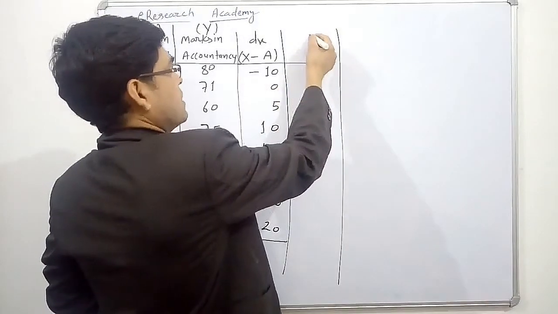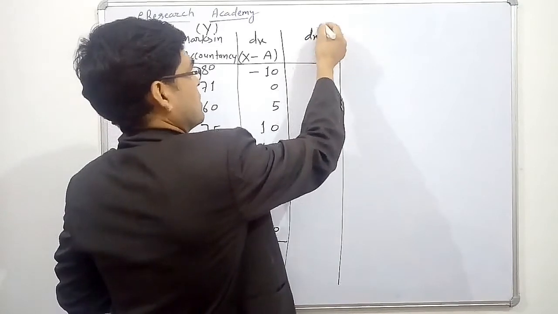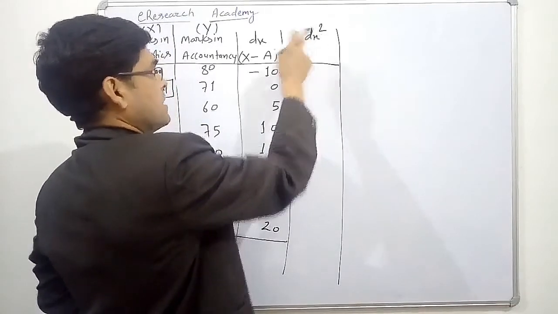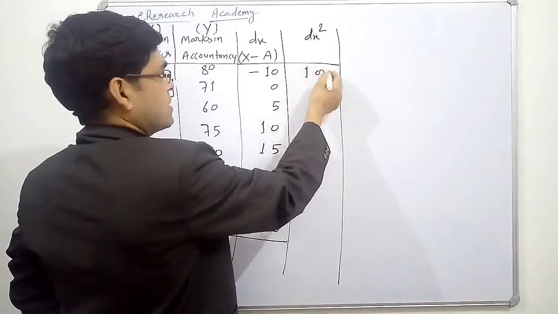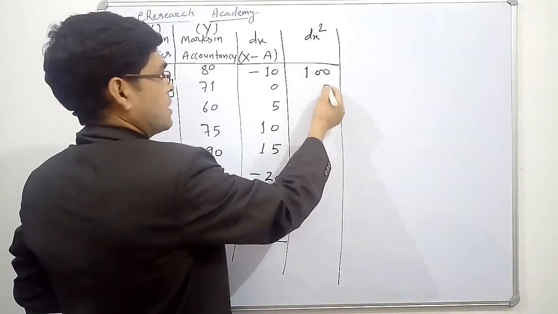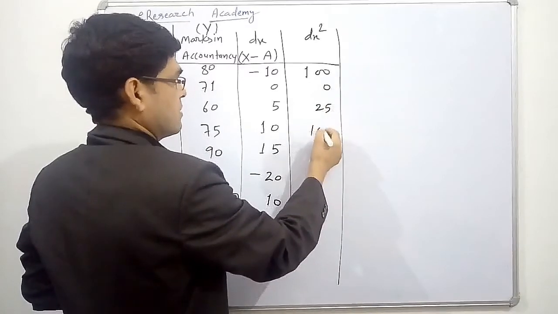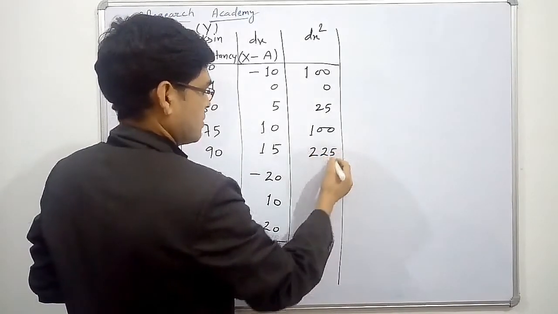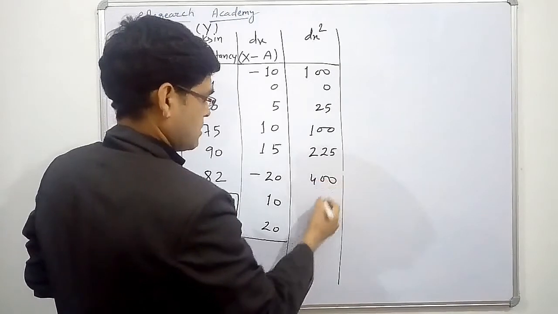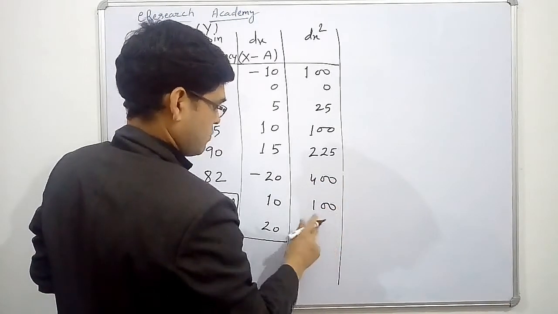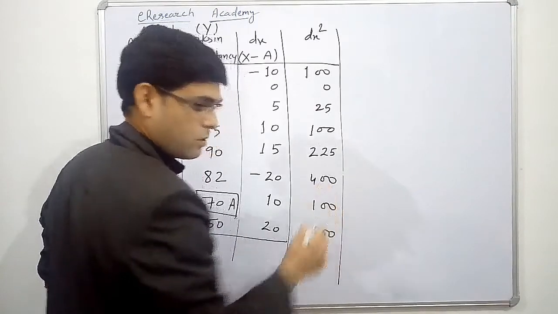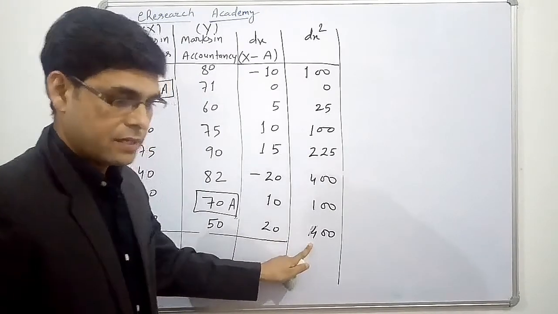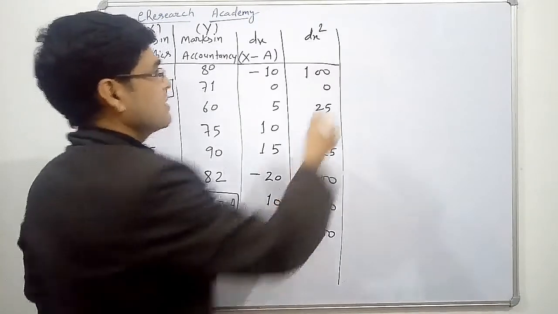Next column we need is dx square. You can take dy as well here, but I am just taking dx square first. Squaring these dx values: 100, 0, 25, then 100, then 225, then 400, then 100, and 400. So these are our dx square values.